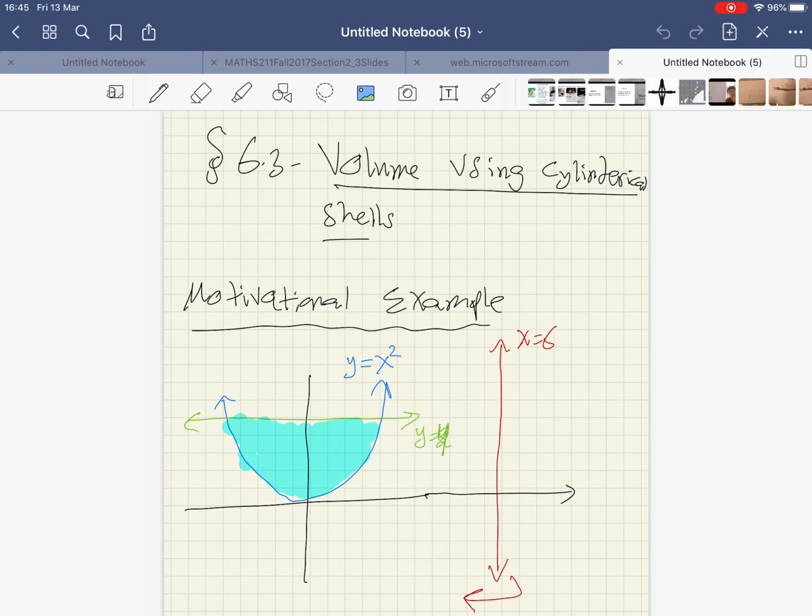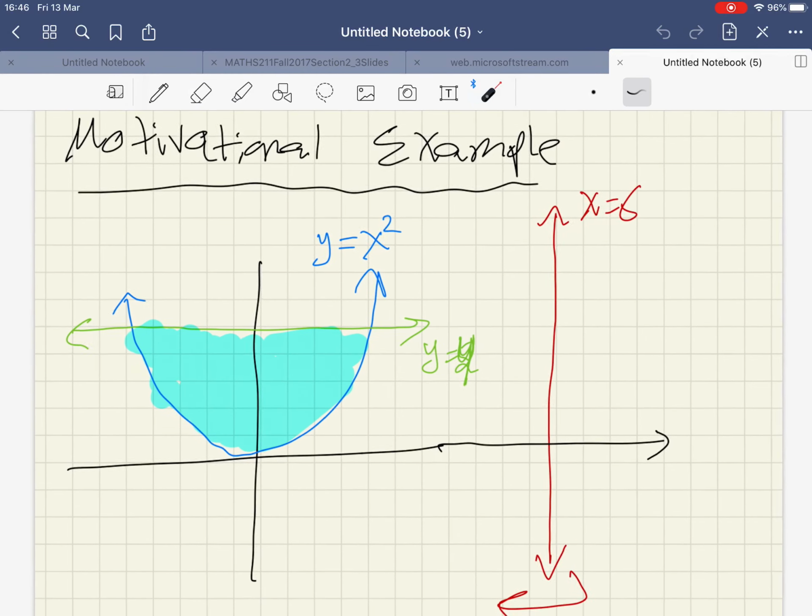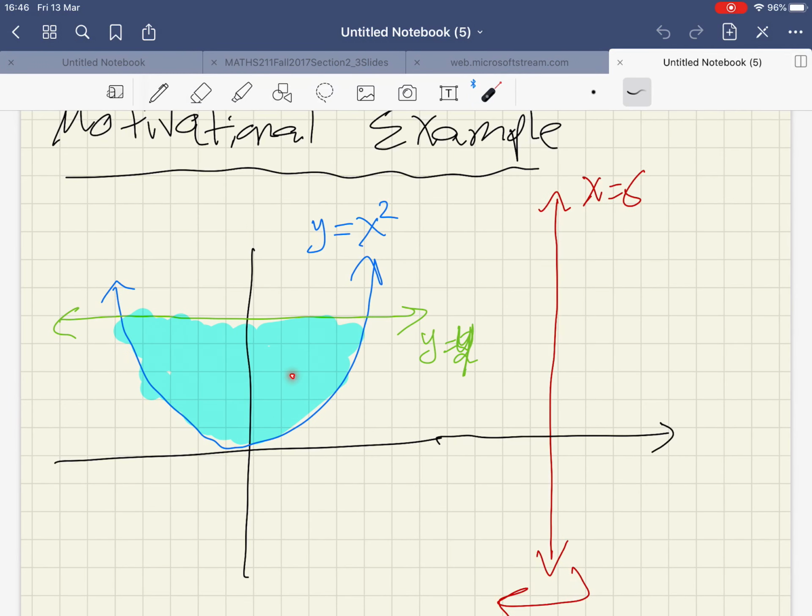Today we will continue with section 6.3, which is about finding the volume, but here we'll use the second method, which is the cylindrical shell. Just a quick reminder of the cylindrical shell: you have a region like this one here. The axis of revolution is on that side.